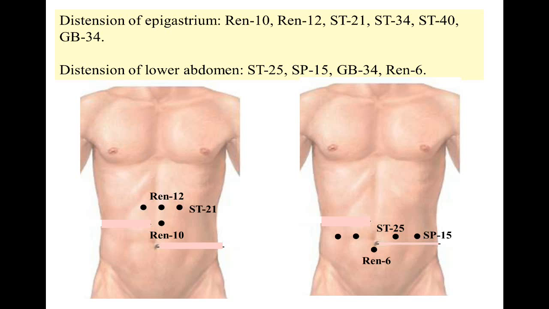And REN 6 is there not so much to tonify qi, which it does, it's called qi hai, but is there primarily to move qi. REN 6, besides tonifying qi, also moves qi in the lower abdomen and in the intestines. So I repeat, those points in these two pictures here are points that I would use practically in every digestive symptom, in addition, of course, to other points according to the syndrome.